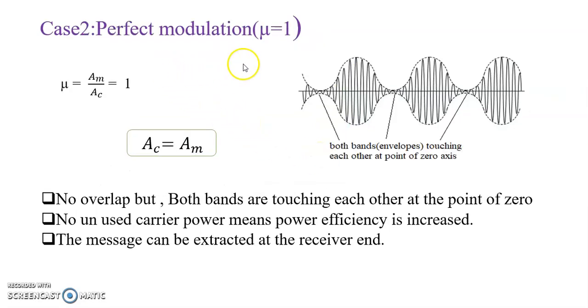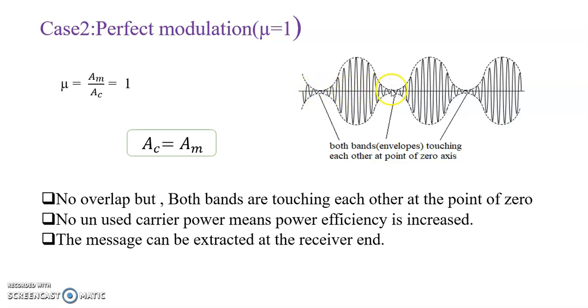And the next case is perfect modulation, that is mu equal to 1. When modulation index is equal to 1, we will get AC is equal to AM. So here carrier amplitude is equal to message signal amplitude. In this case you can see Emax is equal to AC plus AM, but Emin is equal to AC minus AM. If both are equal to each other, Emin will be 0. So therefore this is touching the 0 axis. Likewise this replica is also touching this axis. But not colliding. There is no overlap, only touching the 0 axis.